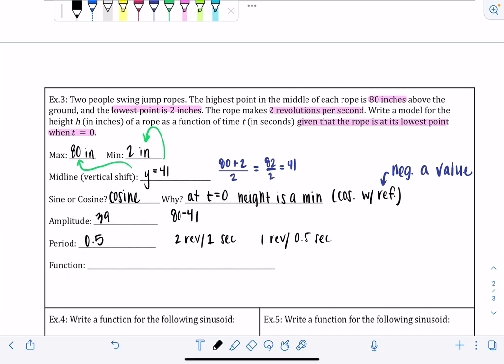And then for writing the function, I'm going to write out the formula that has all the spots for each different kind of transformation. So in this case, it's in terms of h and t. So it'd be h equals a, and then we picked cosine, so cosine b of t minus h, plus k. So we have all that information pretty much. We have the amplitude, that's 39. We did say that we need a negative a value, so a is negative 39. We don't have b, but we have the period, so that can help us find b. So we have to do that before we can write our equation.